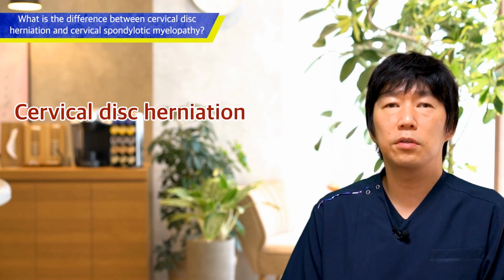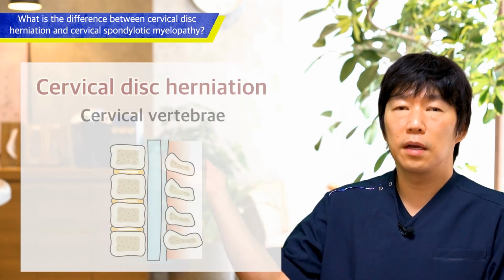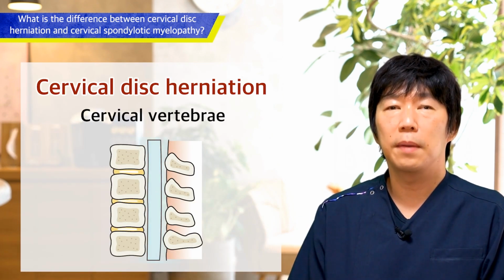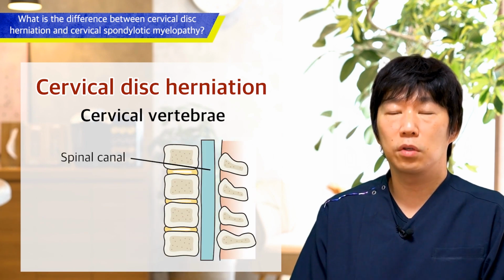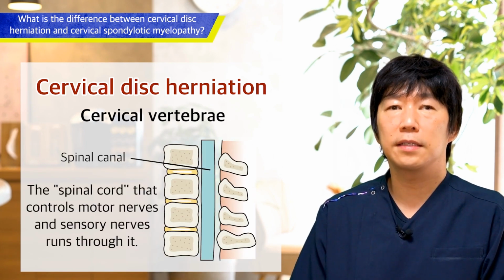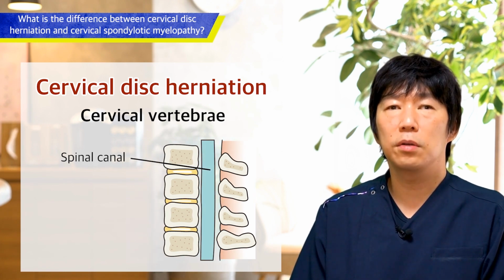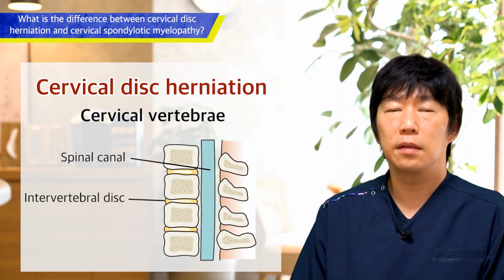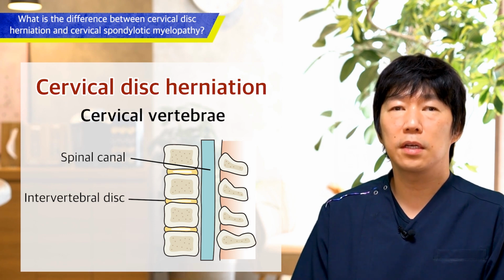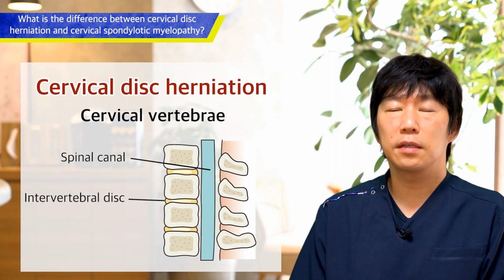First, regarding cervical disc herniation, as shown in this diagram, there is something like a tunnel on the backside of the cervical spine called the spinal canal. Within it, the spinal cord, which controls motor and sensory nerves from the brain, passes through. There is something called an intervertebral disc between the bones of the cervical spine, which acts like a cushion. Due to aging or stress from activities such as sports, the intervertebral disc can protrude into the spinal canal like this. And this protruding intervertebral disc compresses the spinal cord within the spinal canal.